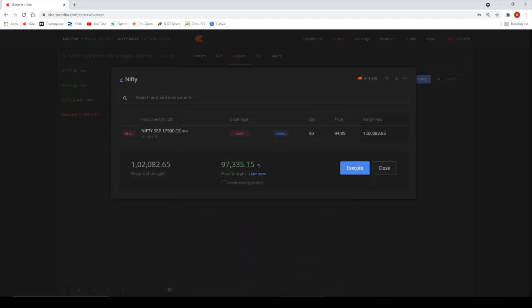So we need approximately 1 lakh capital. Okay, so this is the required margin. That means 1 lakh 2,000 is required in your account. So 97,000 will be deducted after executing the trade.